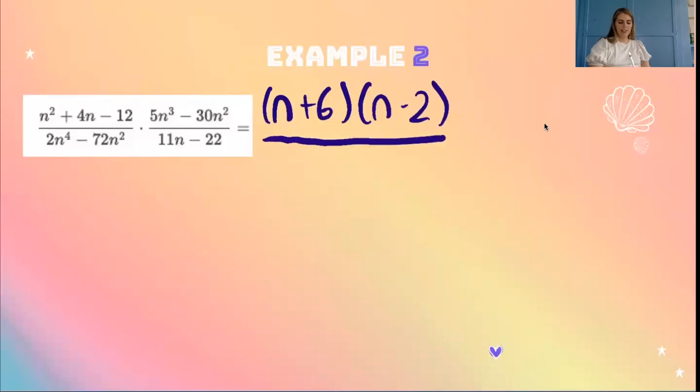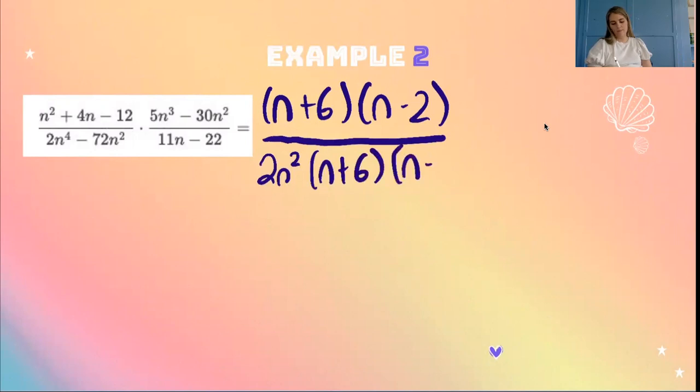Down below, I can factor out a 2n squared, and I end up with n squared minus 36, which is a difference of squares: n plus 6, n minus 6.